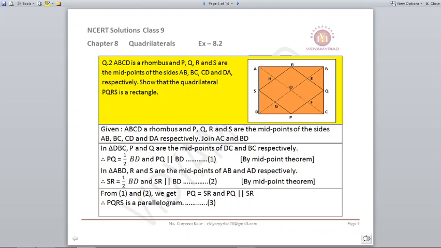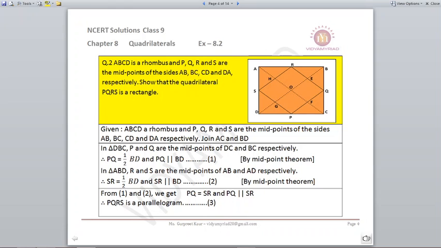Question number 2. ABCD is a rhombus and P, Q, R, S are the midpoints of the sides AB, BC, CD and DA respectively. Show that the quadrilateral formed, PQRS, is a rectangle. To prove this, we will use the midpoint theorem. Let's begin with triangle DBC. In triangle DBC, you can see that P and Q are the midpoints of DC and BC. So we can say that PQ is half of BD and PQ is parallel to BD, using the midpoint theorem. We can call it equation number 1.